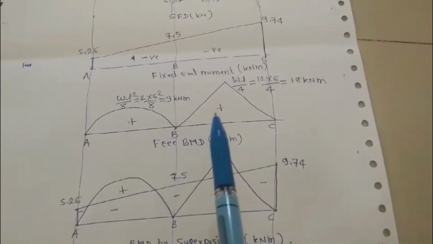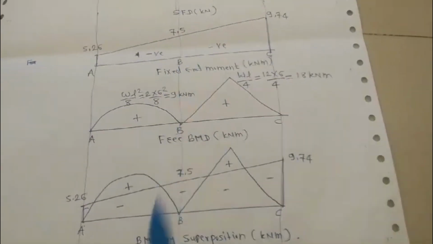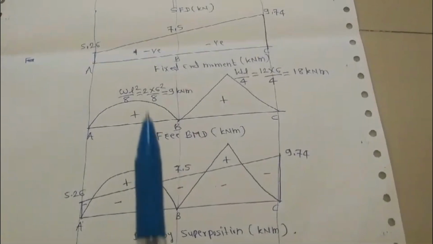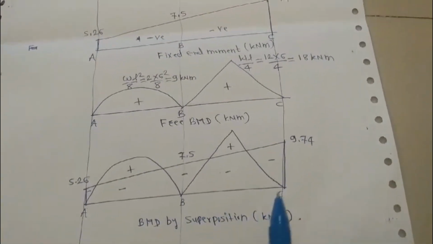So the free BMD will be positive and the fixed end moment diagram will be negative. Overlapping these two diagrams, this is your BMD by superposition.